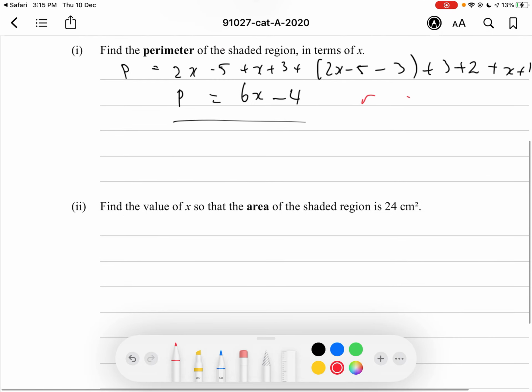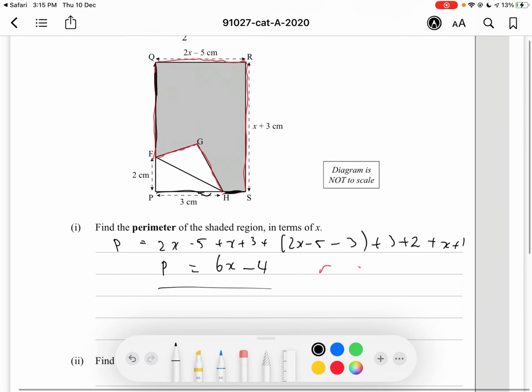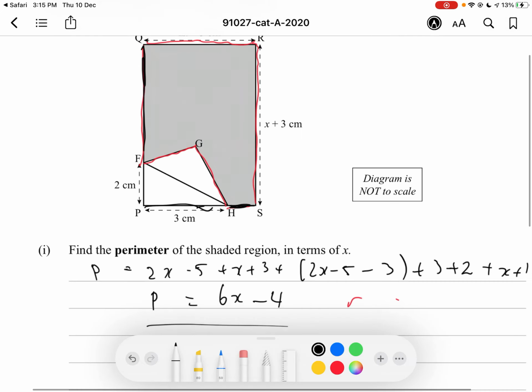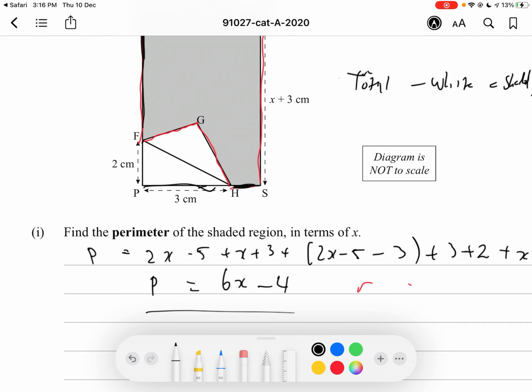Okay. So find the value of x so that the shaded area is 24. Area is a bit harder, but it's okay. So basically what we're trying to do here is that technically the area is the shaded area. Sorry, what am I saying? The area is the total area minus the white places. So total minus white equals shaded. As you can see here, the white area is actually just 2 times this triangle here, 2 times the triangle PHF.